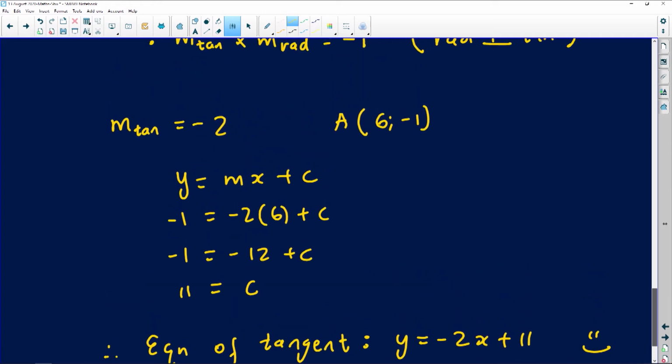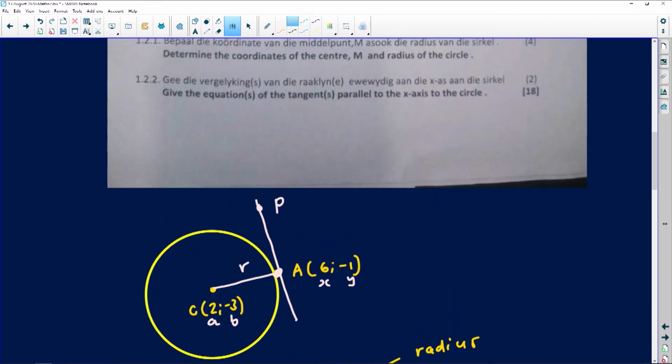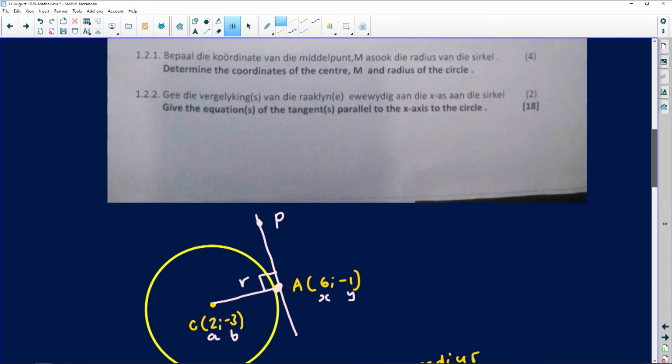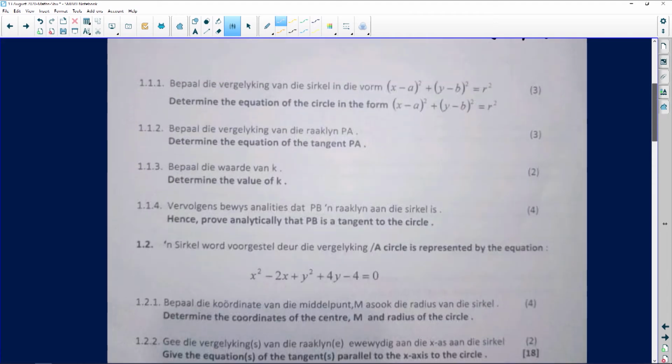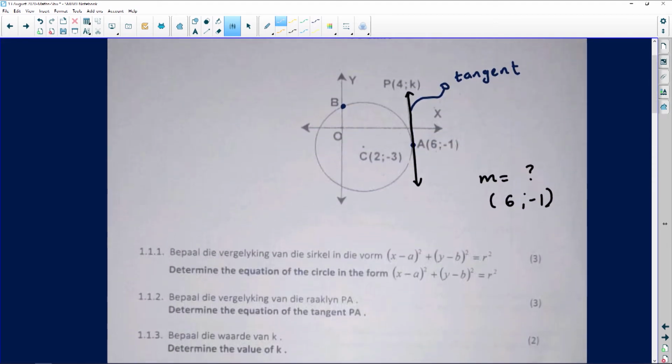Now let's go on and see what the next question is going to be. As long as you understand the foundation or the basics of gradients and tangents, you will know that they're perpendicular to each other. So if you know one gradient, you can use it to find the other gradient. The third question says, hence find the value of k. Okay, where is this k? Well, k is a coordinate of the point P. The x coordinate of the point P was given to us as 4, and the y coordinate appears as k.